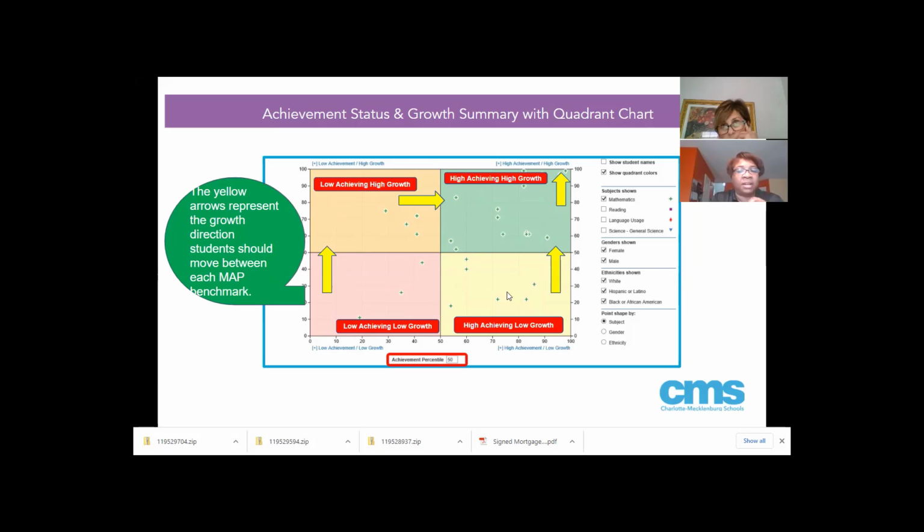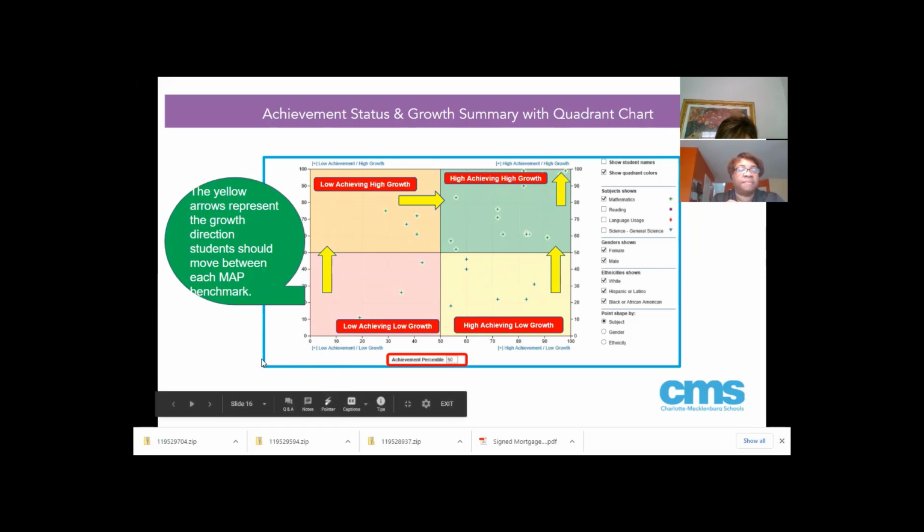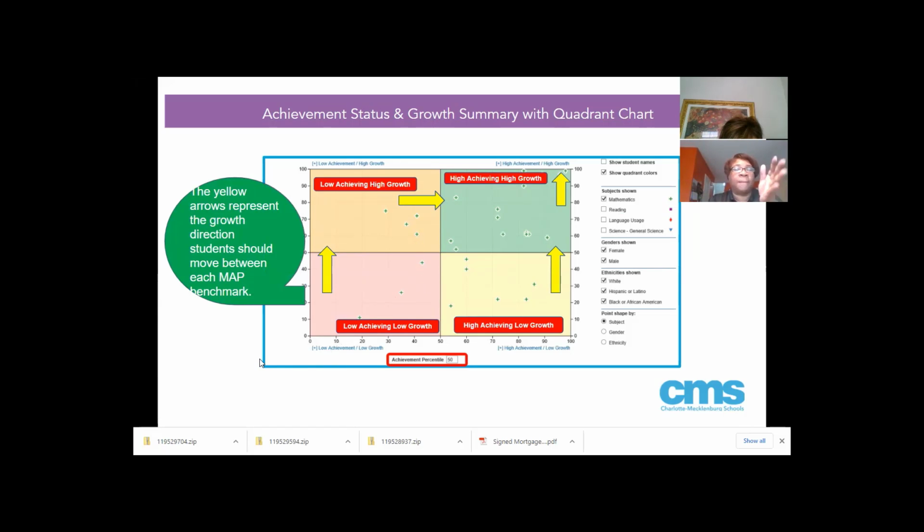And you'll see here my yellow students down here, I want them to keep going up. My green, I want them off the charts. My peach, I want them over into the green area. But remember, we always adjust our achievement line because we want to get a true, accurate picture of how they're truly moving. So the arrows represent the movement we want our kids to make from benchmark to benchmark.